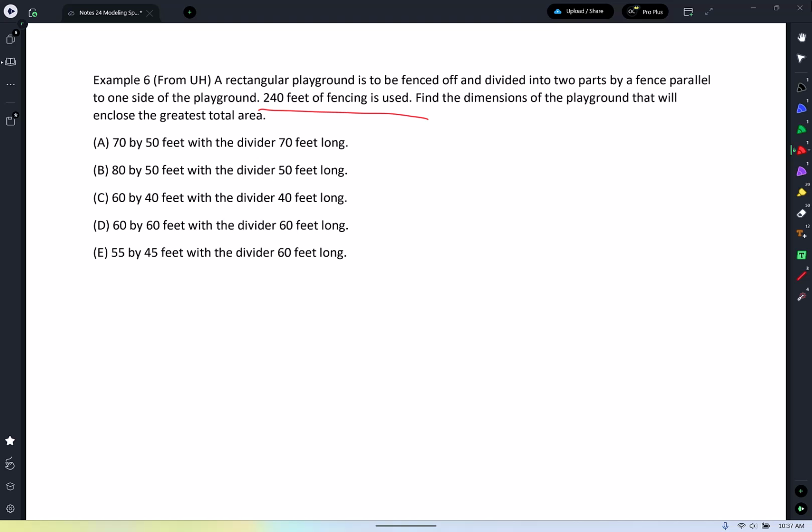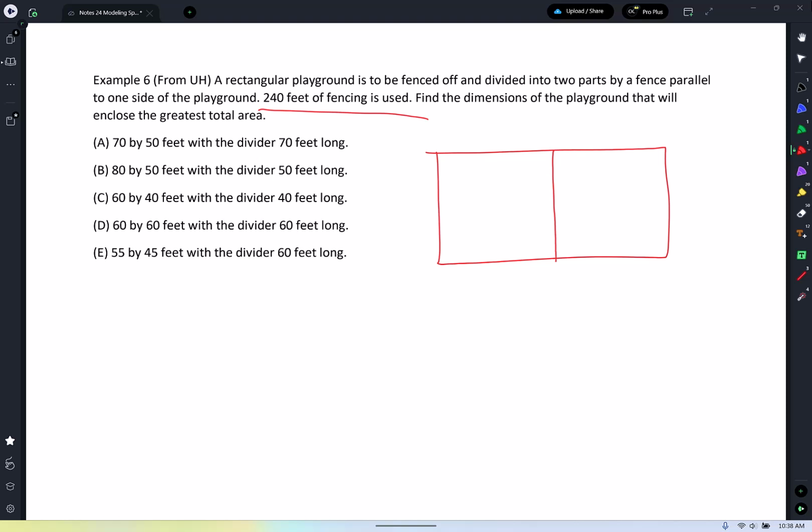All right, guys, read the question so you know what's happening. Look, a rectangular playground is to be fenced off and divided into 2 parts by a fence parallel to one side of the playground. So here's my playground. And parallel, boom, right there. There it is. I got 2 sections. 240 feet of fencing is used.